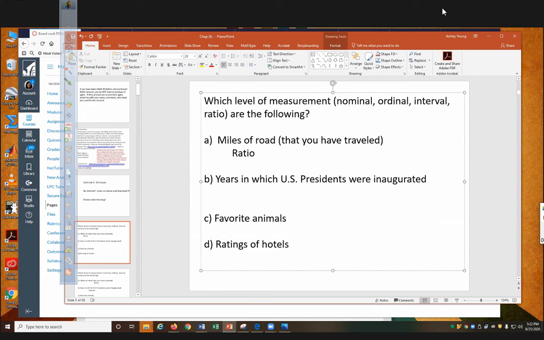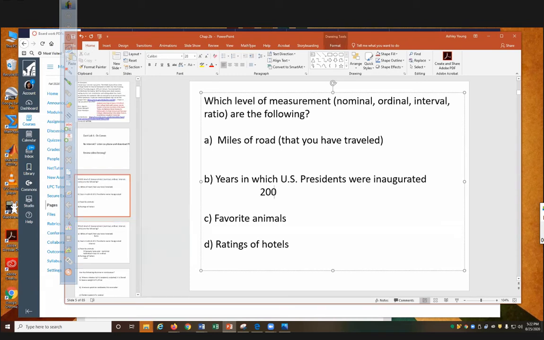Great. Years in which the U.S. presidents were inaugurated. All right, so then that is years 2000, 2004. Well, yeah, there's more. It starts off before that. I'll type in the last handful of ones that we've had.